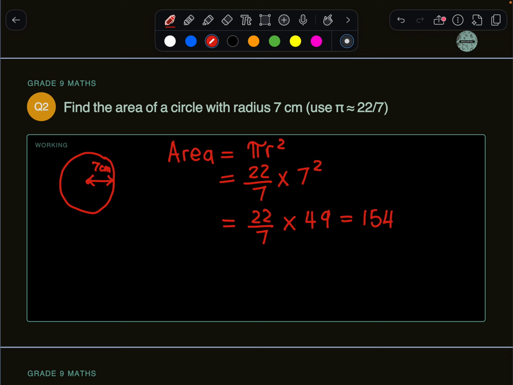And remember, area is always, because it's that little square, centimeters squared or meters squared. So just check what unit you have, and then you add that square.